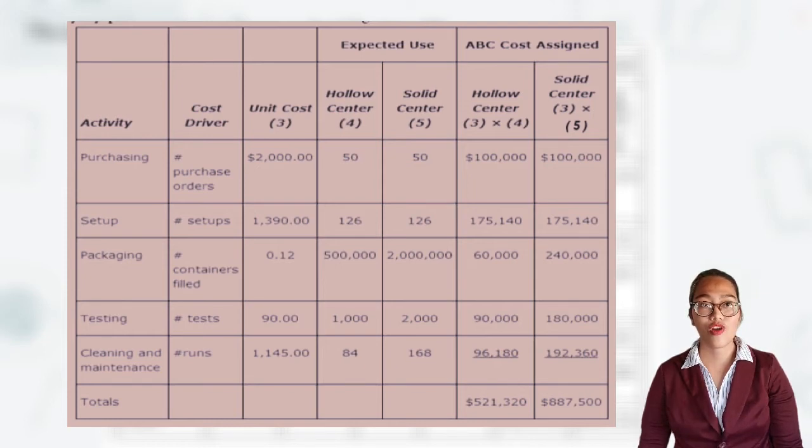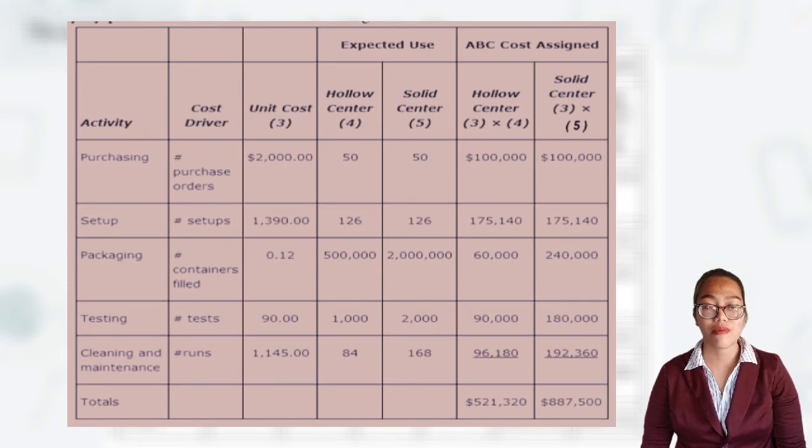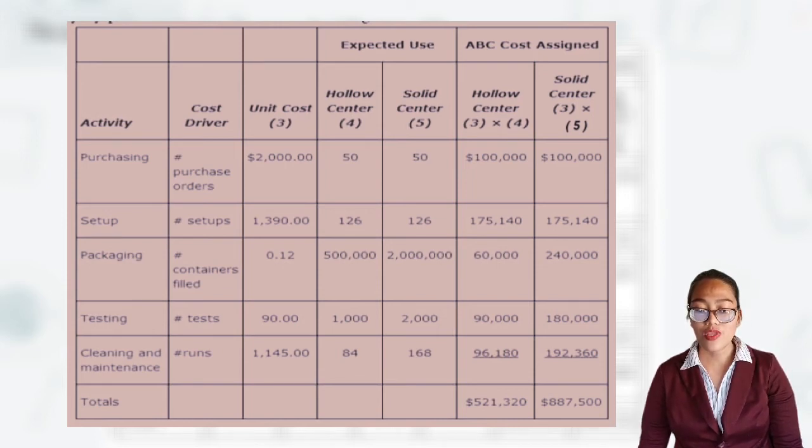In the solid center column, we also just need to multiply the unit cost by the expected use of solid center balls. For example, in purchasing, the unit cost is $2,000 multiplied by 50, which equals $100,000, the same as the hollow center. In setup, the unit cost of $1,390 was multiplied by 126 and we got $175,140. In packaging, the unit cost of 12 centavos was multiplied by 2 million and we got $240,000. In testing, the unit cost of $90 was multiplied by 2,000 and we got $180,000.